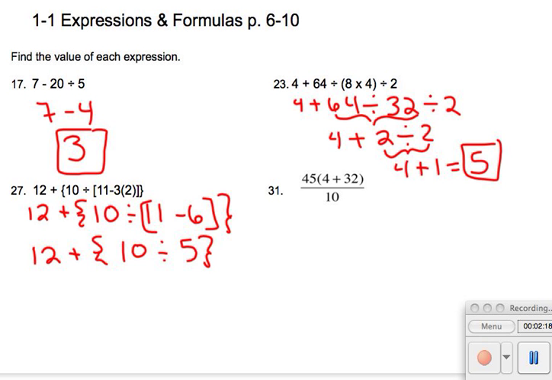Now we can take care of the brackets that's 10 divided by 5, which will be 2, and adding the 12 to the 2, we get 14.